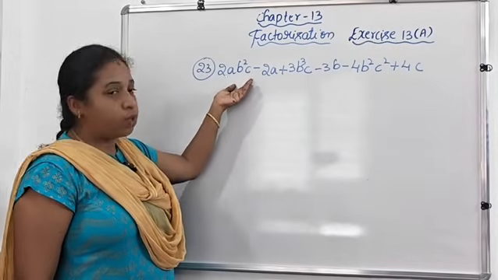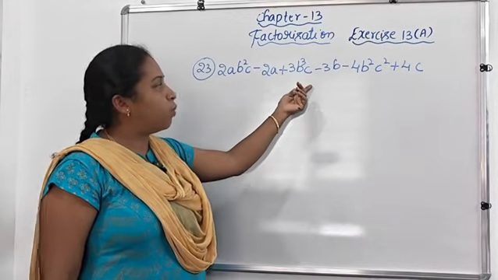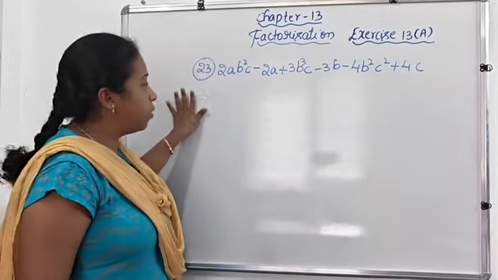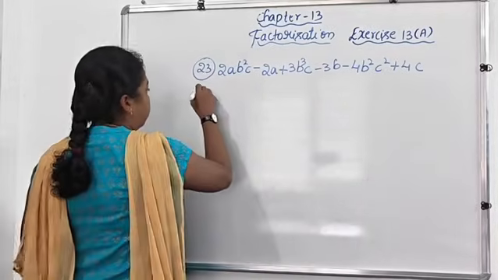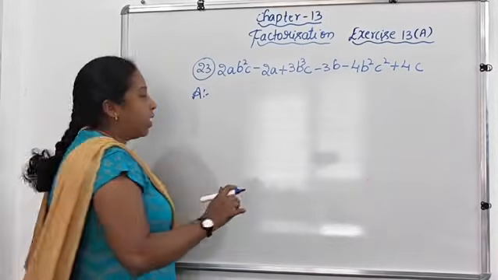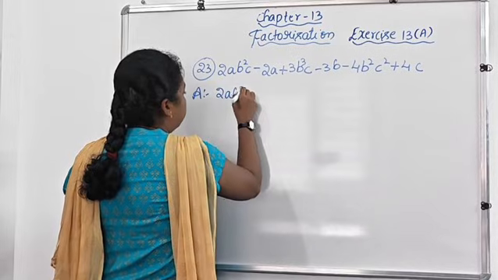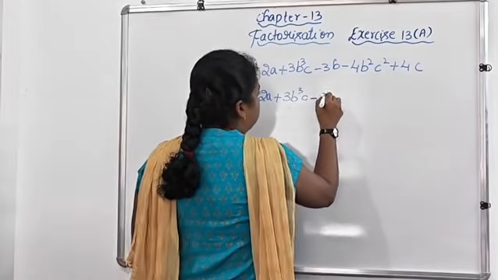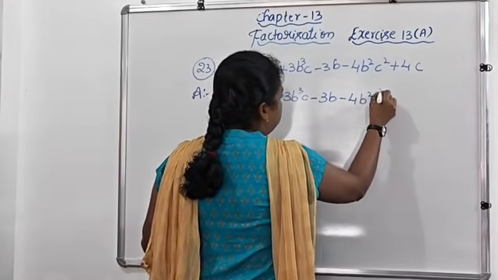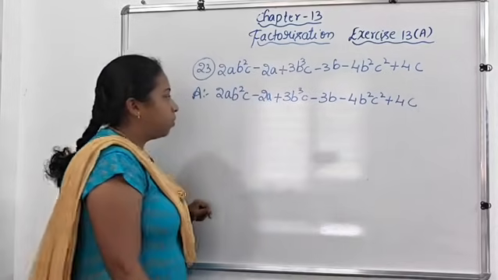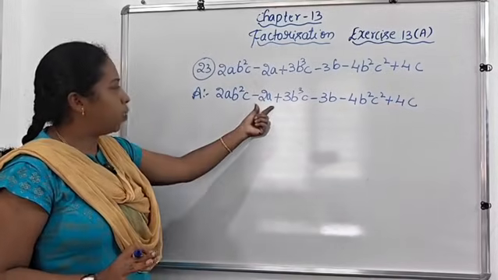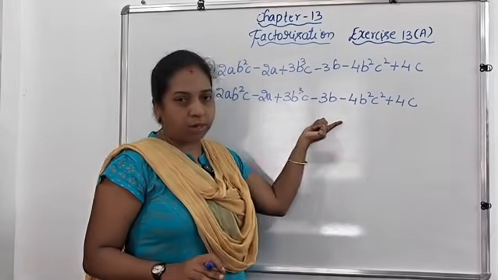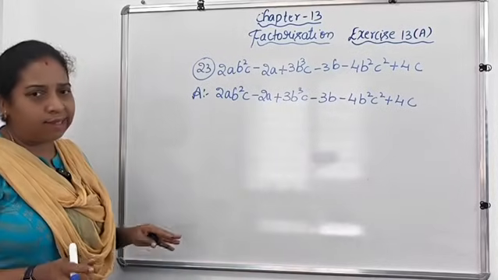The 23rd question and the last question in this video: 2ab square c minus 2a plus 3b cube c minus 3b minus 4b square c square plus 4c. So the first step, we have to write the question as it is. See, here you can find 2a in this common, and 3b in this common, and 4c in this common, right? So let's go for it.